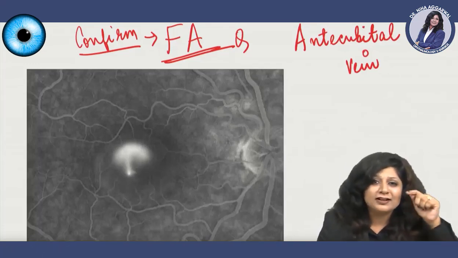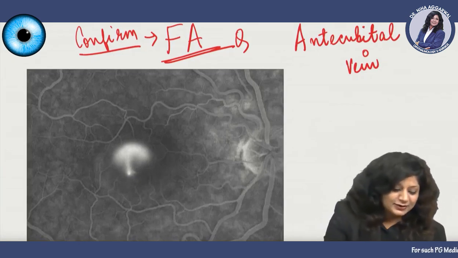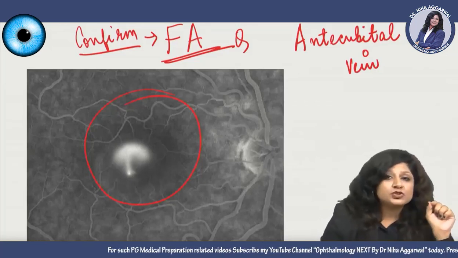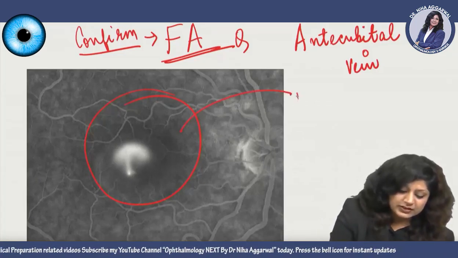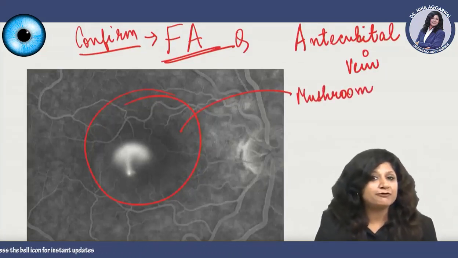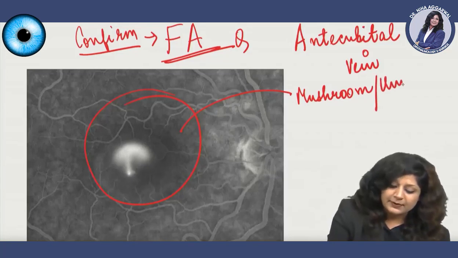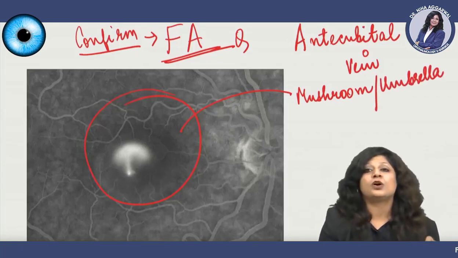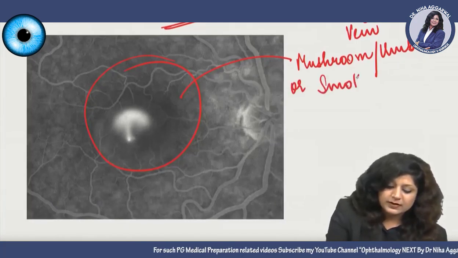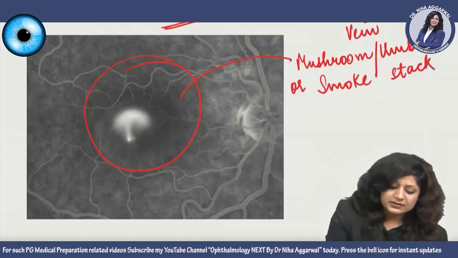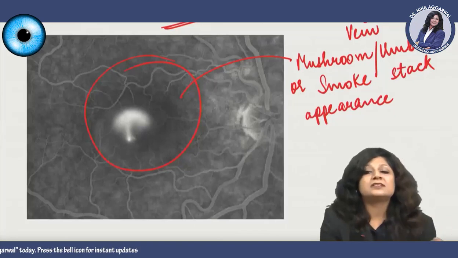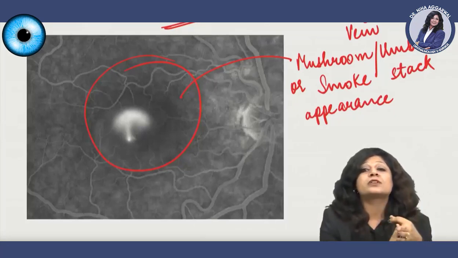I know your concentration is on this figure. Can you see a beautiful mushroom here? Yeah. So this angiography is showing you the mushroom pattern that you get in FFA, also called the umbrella pattern, or the smoke stack appearance.